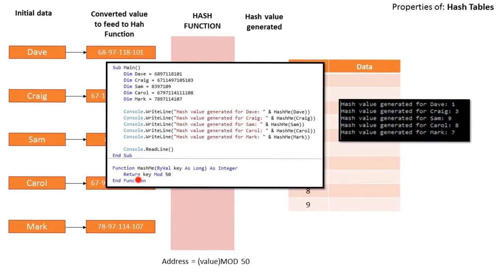Here we're using an incredibly simple hash function for demonstration purposes. So the address is going to equal value mod 50. In other words, it's going to take in a numerical value or a key, perform mod 50 on it, and then it's going to spit out our address.